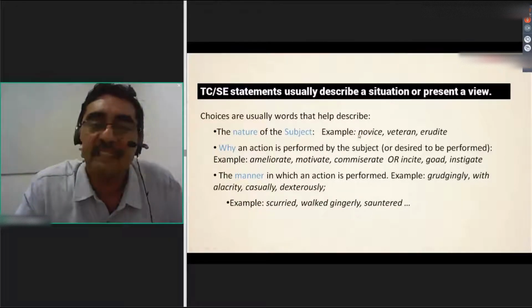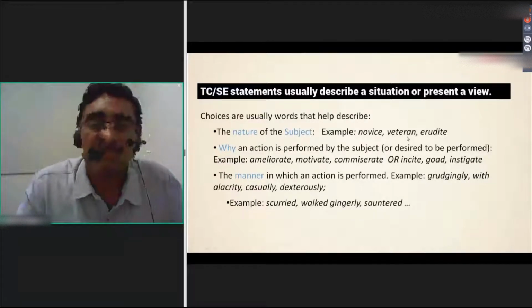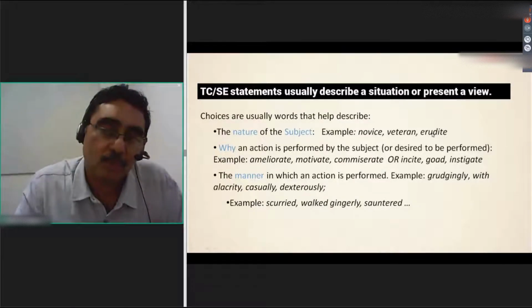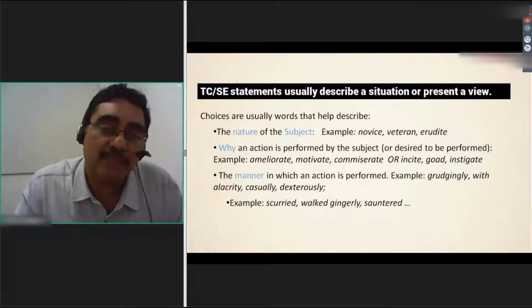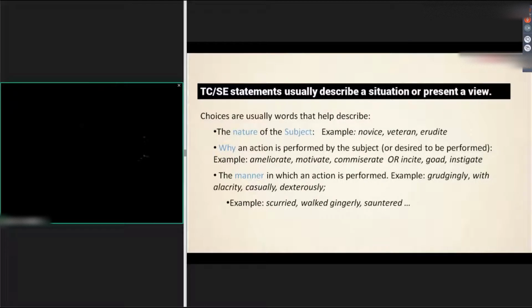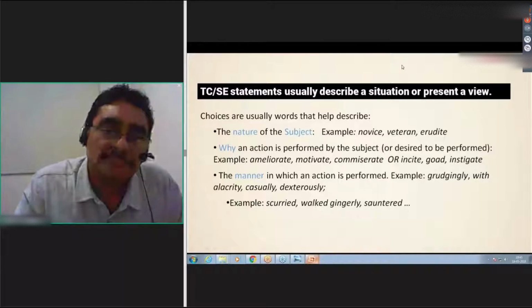For example, a subject could be a novice, somebody who is new to a field, or a veteran who knows this field inside out, or a scholar. An erudite is a person who has scholarly knowledge of a subject. He's different from a veteran. A veteran is a guy who has experience. You call a veteran soldier, but you don't say an erudite soldier, right? Erudite general, right? Now, if you have a prof who's an authority in that area, you would call him an erudite. Do you understand? Right. So learn words which describe a subject.